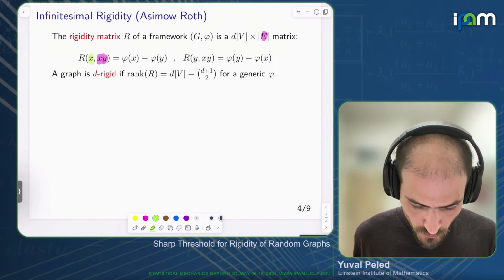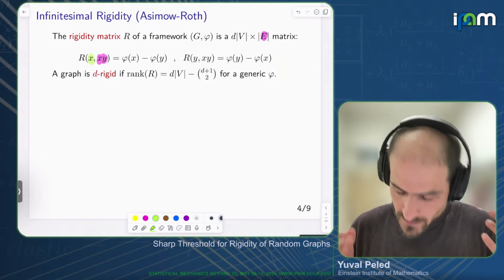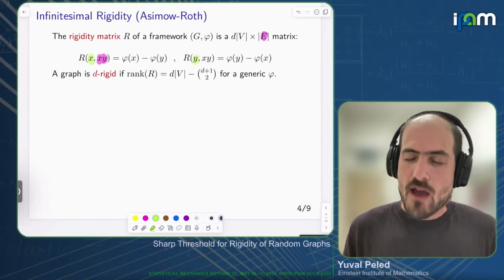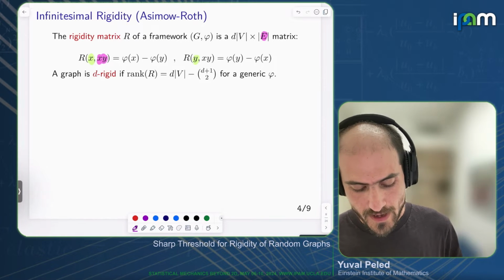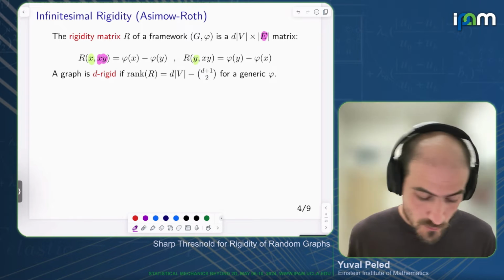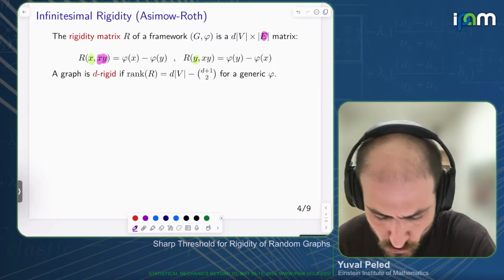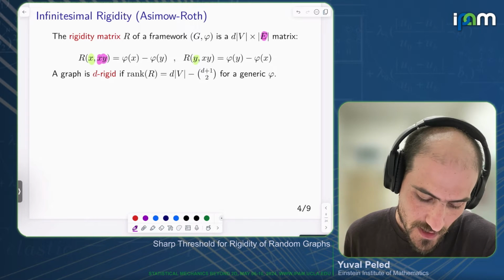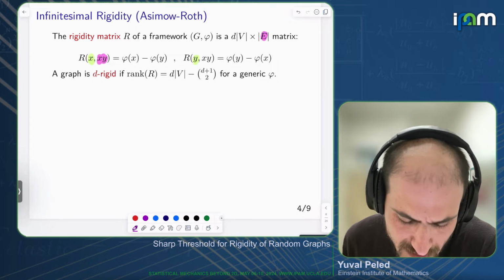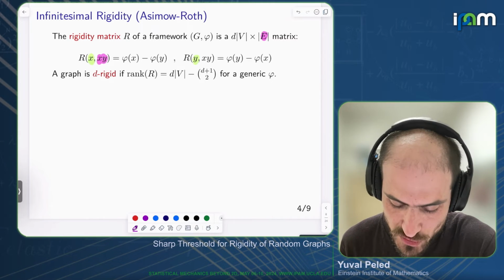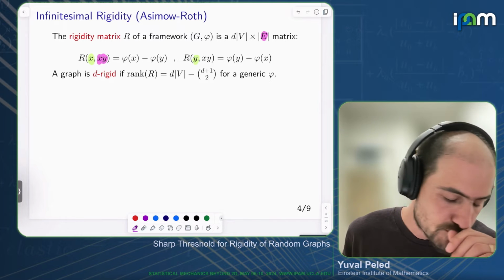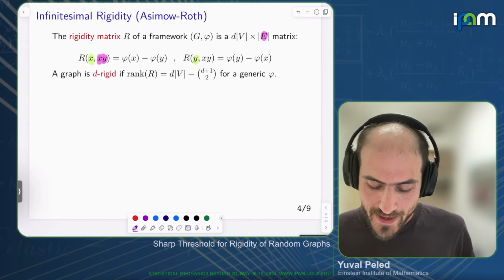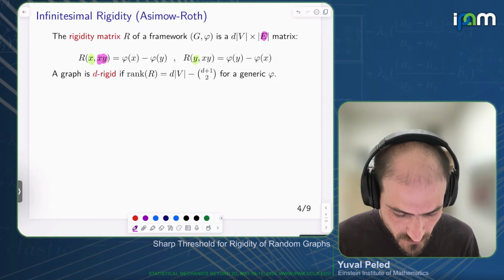And now, as I mentioned, rigidity is now not a framework property, but a graph property. And the graph is called rigid if the rank of this matrix is maximal, and maximal being dV minus (d+1 choose 2), and this needs to happen for a generic phi, or for all generic phi, or for some phi. It's all the same.